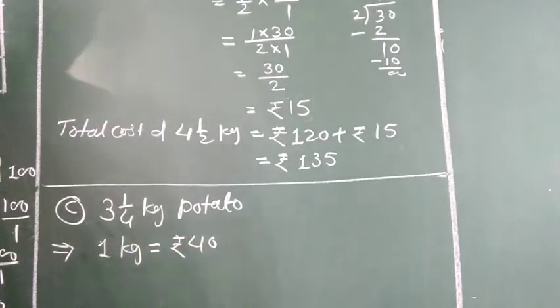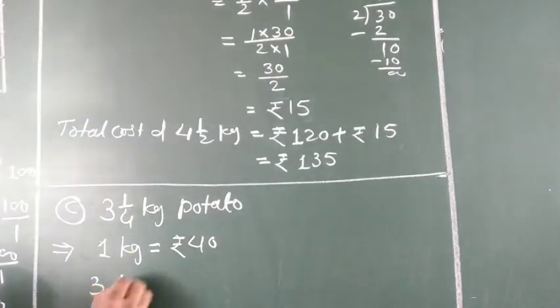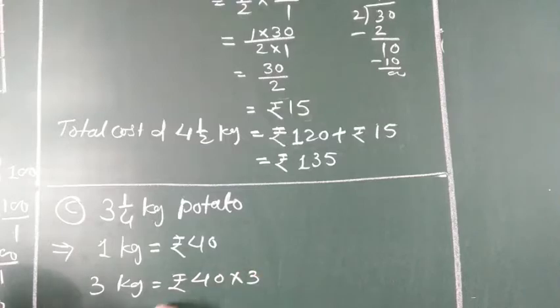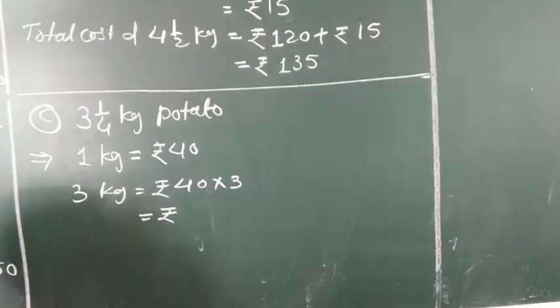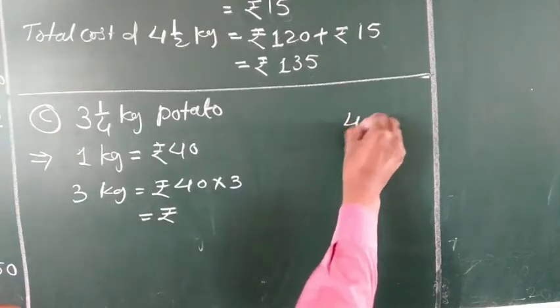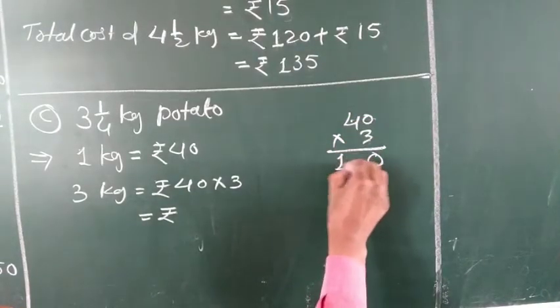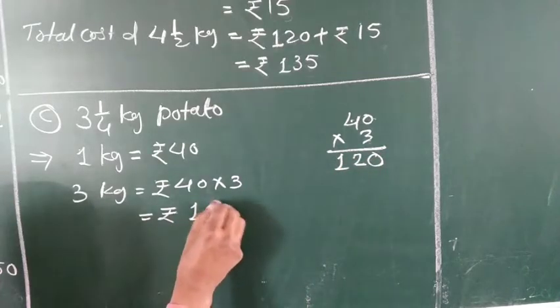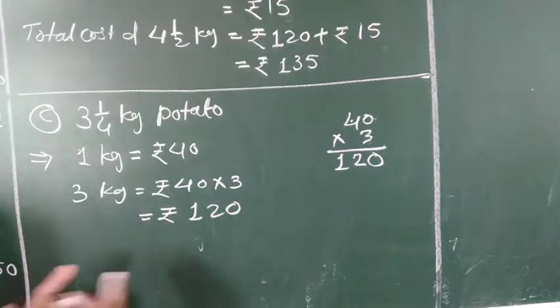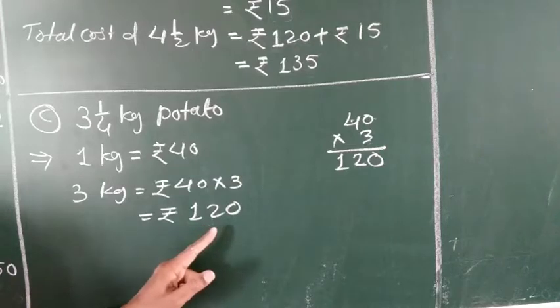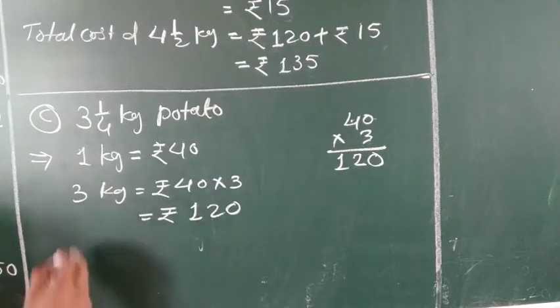So 1 kg is rupees 40. Then 3 kg is equal to rupees 40 into 3. It is 40 into 3: 3 zeros are 0 and 3 fours are 12. It is rupees 120. This is only the cost of 3 kg potato, but again we have to find out about this quarter kg.